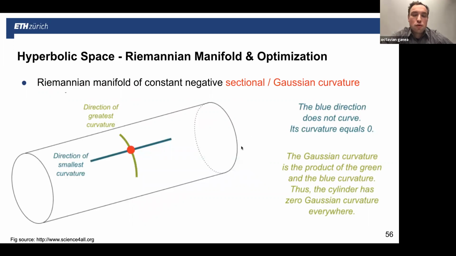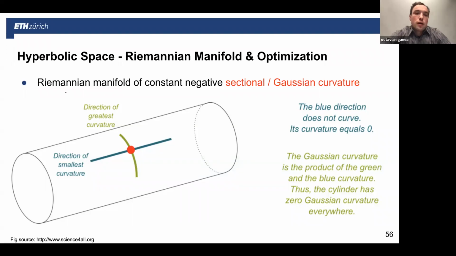So just to give you a little bit of intuition about curvature, we have three big notions of curvature. One is sectional curvature, the other is Gaussian curvature, and the last one is Ricci curvature. For hyperbolic spaces, they are all the same. These are spaces of constant negative curvature.